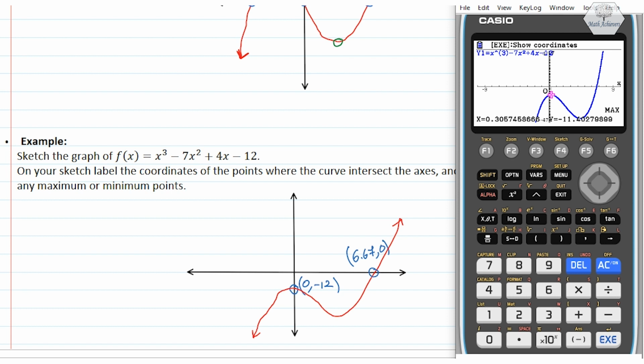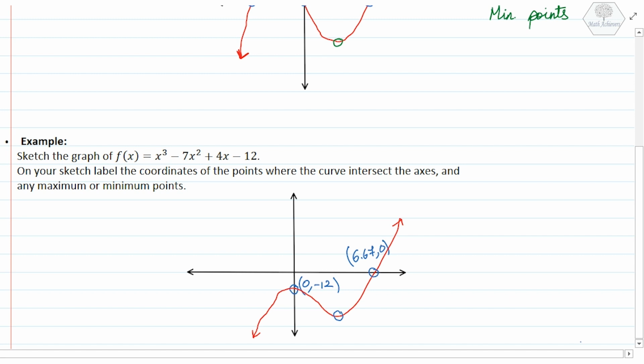Let's find also the minimum point. I go to Shift G solve and I press minimum, having the coordinate of the minimum point to be 4.36 with the y around negative 44. So it's 4.4 with negative 44. So this minimum point is 4.4 with negative 44.